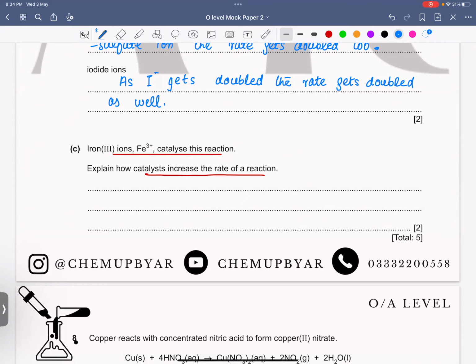So, a catalyst increases the rate of reaction, it lowers the activation energy. Sorry, it's for 1 mark only. If it is for 1 mark, you can just write that. But when it's for 2 marks, you have to explain. So it lowers the activation energy. That is the first thing.